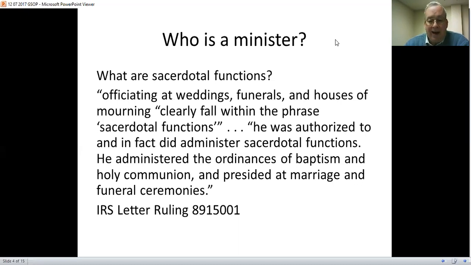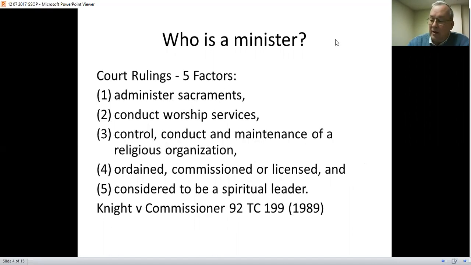So a lot of times, whatever you may be doing as far as worship is concerned, you're obviously preaching, you're teaching. You may even be presiding at the Lord's Supper table. You're handling baptisms, you're doing some sort of counseling, you're handling marriages and funerals, etc. So those are the sacerdotal functions that the tax laws and regulations are talking about.